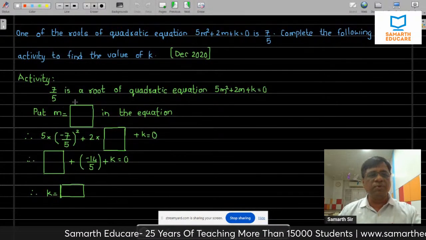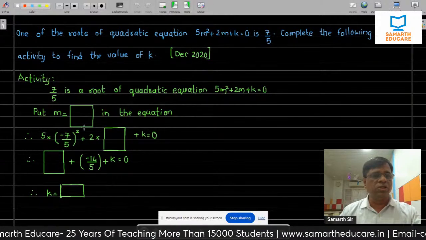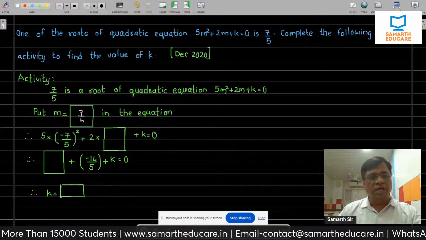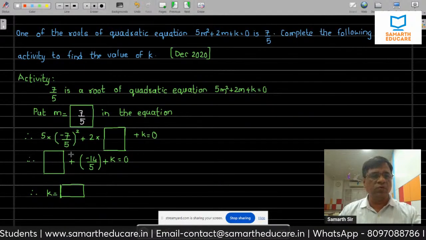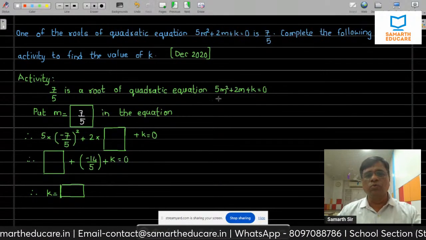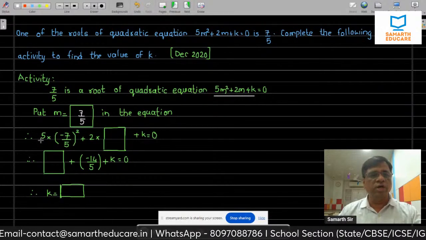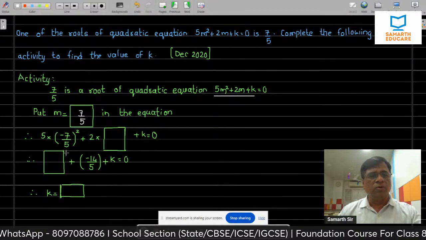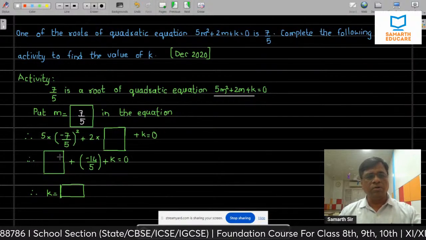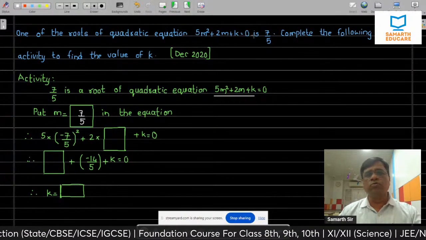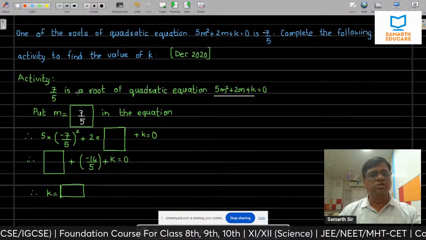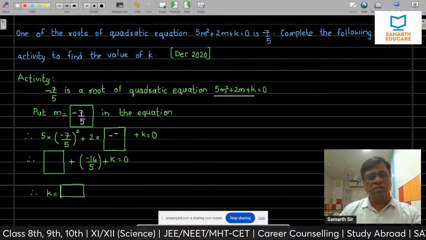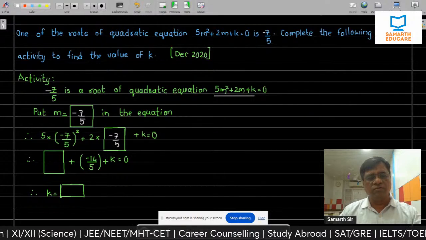Now what he says, 7 by 5 is the root of the quadratic equation. That means what? We have to put m is equal to 7 upon 5 in the equation. जब मैं substitute करता हूँ तो equation ये है मेरा, तो 5 into m square दिख रहा है यहाँ पे, 5 into m square. Okay, now it is I think minus 7 upon 5, not 7 upon 5. Okay, so this is minus 7 upon 5.